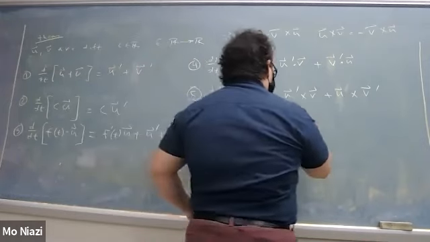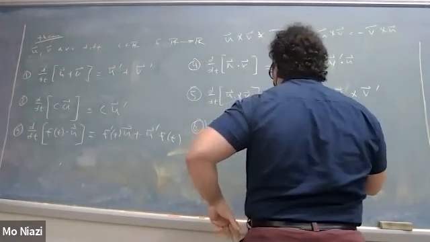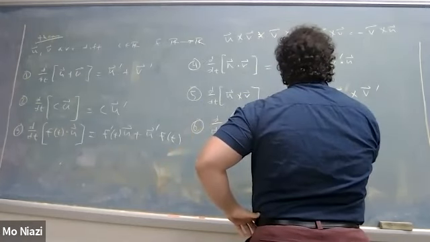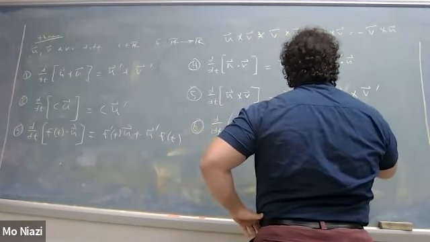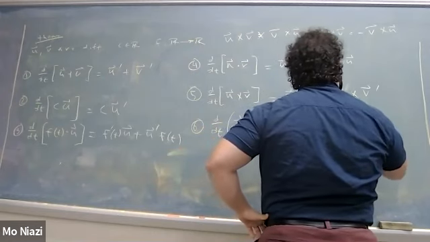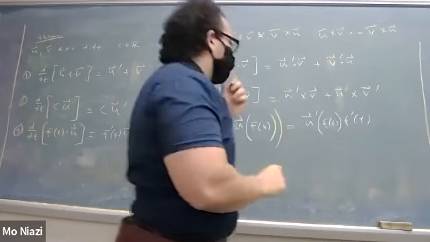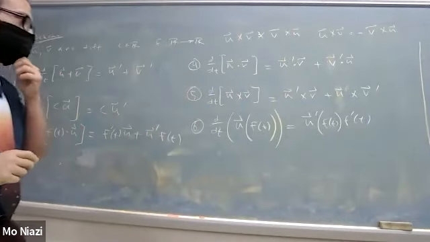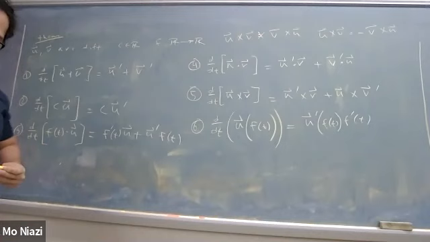And amazingly enough, you get something analogous to the chain rule. You get u prime of f of t, multiplied times the derivative of f of t. So it's like a chain rule, a vectorial chain rule.